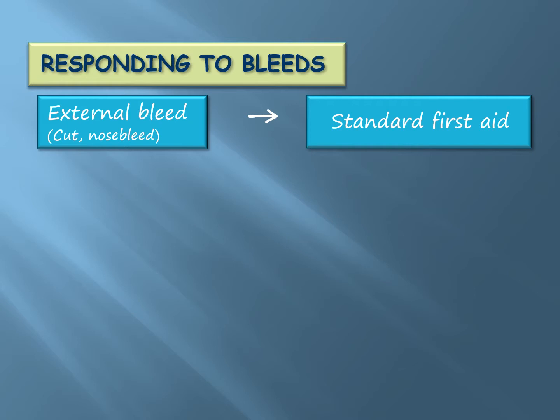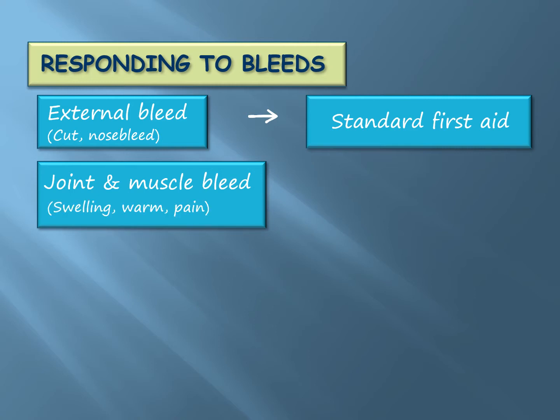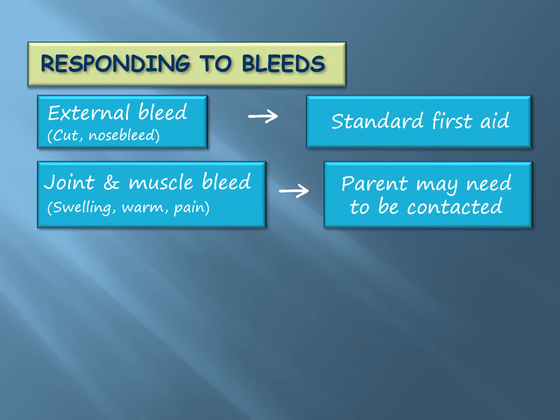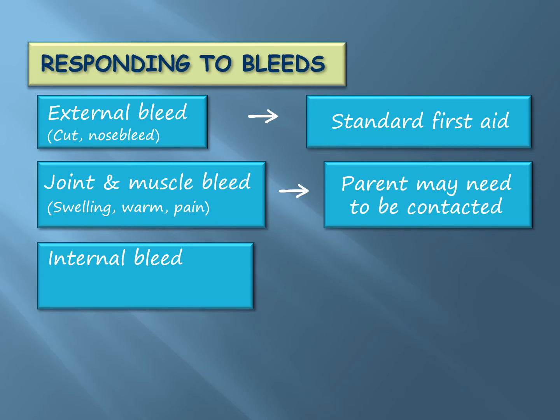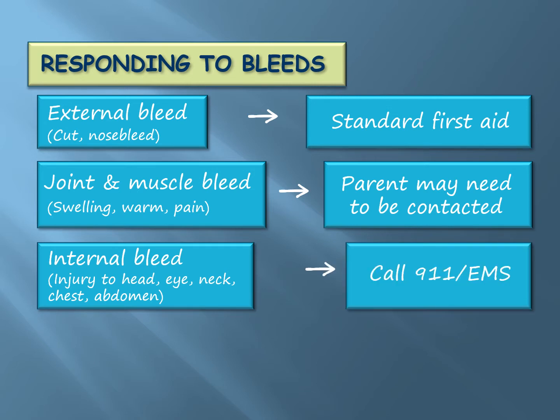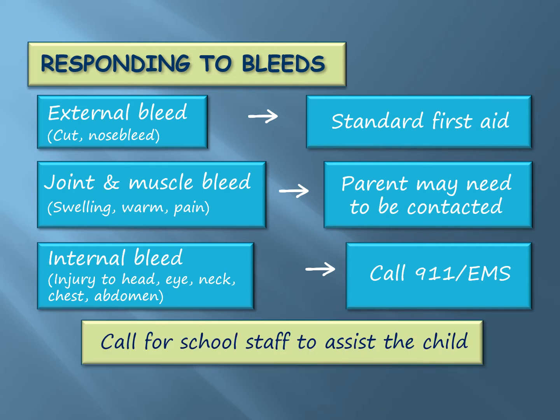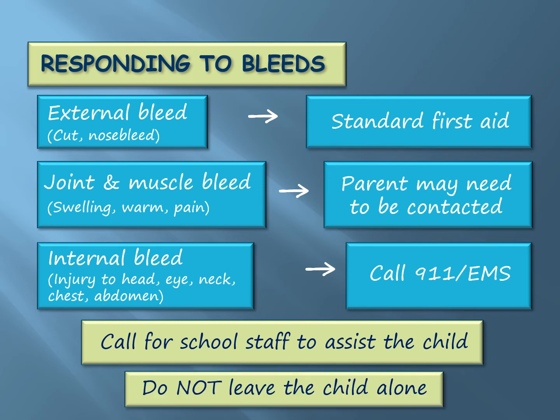If a child has a bleed in the joint or muscle, it will gradually swell, feel warm to touch, and become painful. The parent may need to be contacted. An internal bleed may occur if the child has a significant injury to the head, eye, neck, chest, or abdomen. An internal bleed can be life-threatening and requires medical attention. 911 will need to be called. If any of these situations occur, call for school staff to assist the child. Do not leave the child alone.